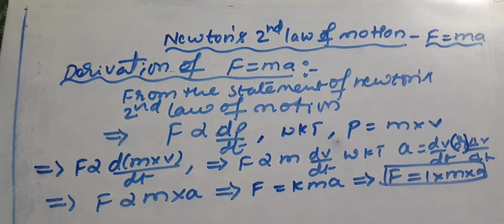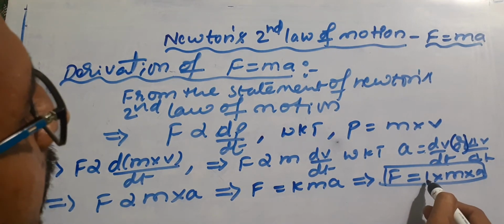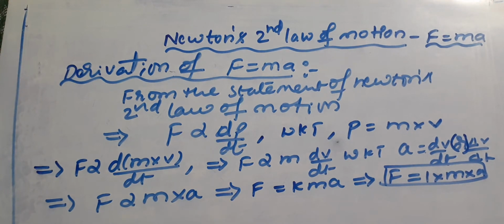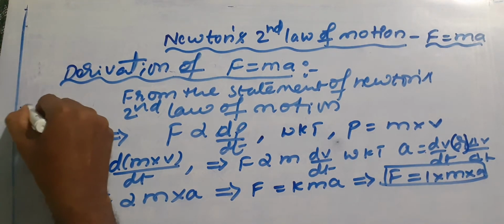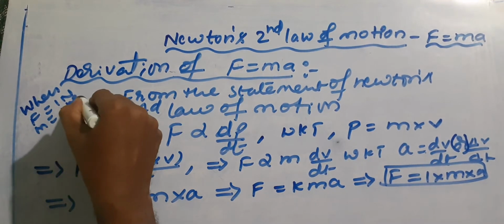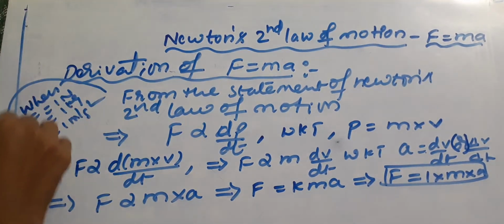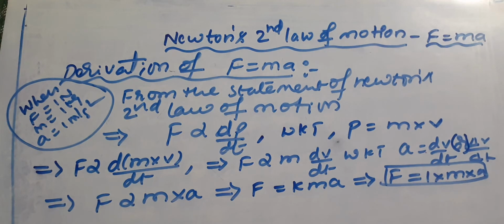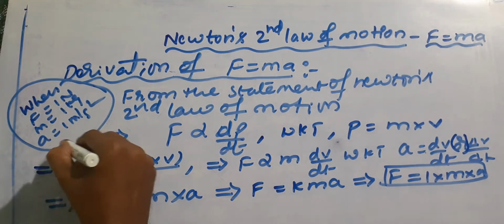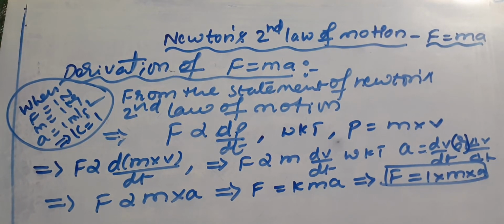So why are we taking F equals 1 into m into a? In the SI system, the k value is taken as 1, because when F is equal to 1 Newton, m is equal to 1 kg, and acceleration is equal to 1 meter per second square. Then the k value becomes 1. So that is why the k value is taken as 1.